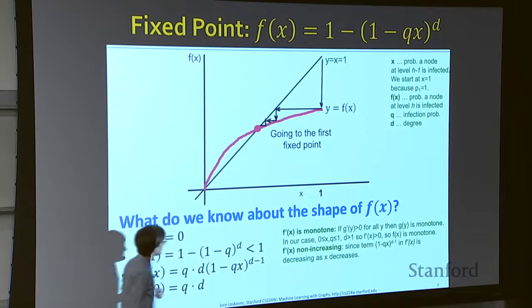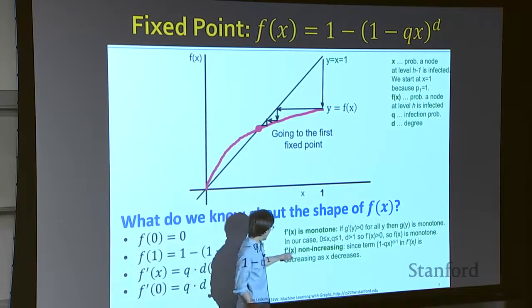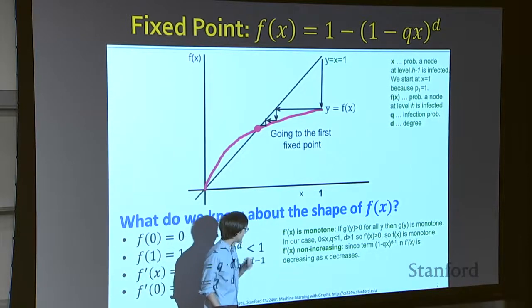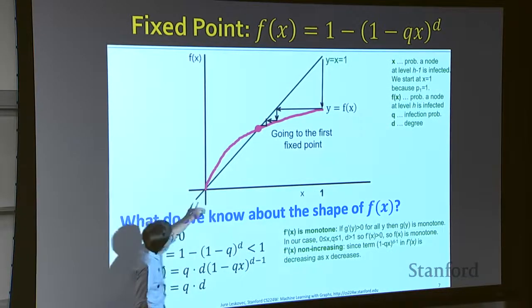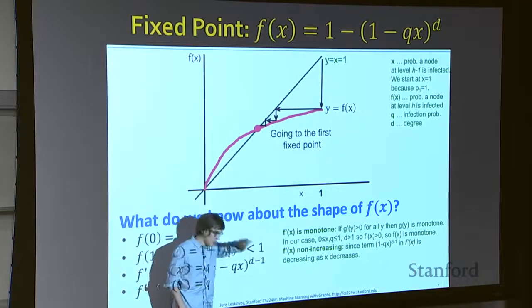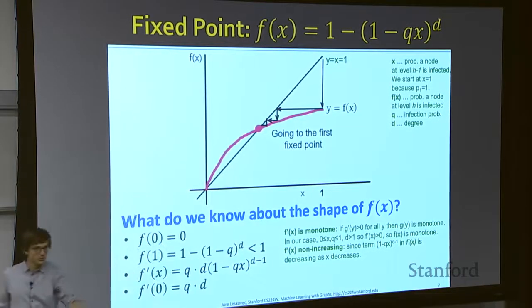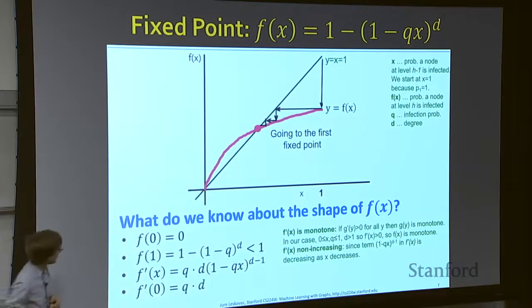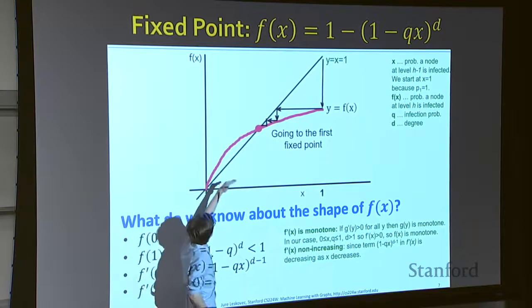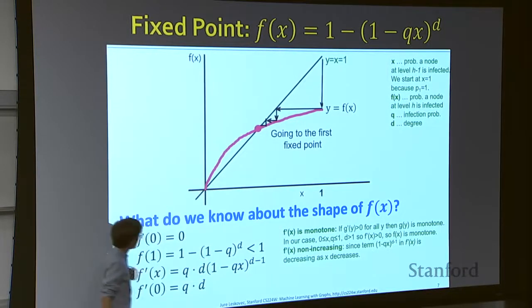And then the other thing to notice is our derivative is non-increasing. What this means is that essentially our function will look like this. It will be decreasing in a monotone way, and it will be falling down at an increasing gradient. You can think of it that way.